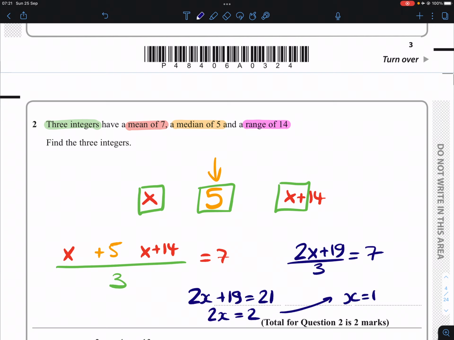So x is 1 is going to be our smallest value, because that is x. That's how we defined x. 14 bigger than that is going to be 15. Therefore, my three numbers are going to be 1, 5, and 15. I've kind of run out of space here, so let me just erase this part. I'll write the x is 1 over here. So our final answers are 1, 5, and 15. Done.